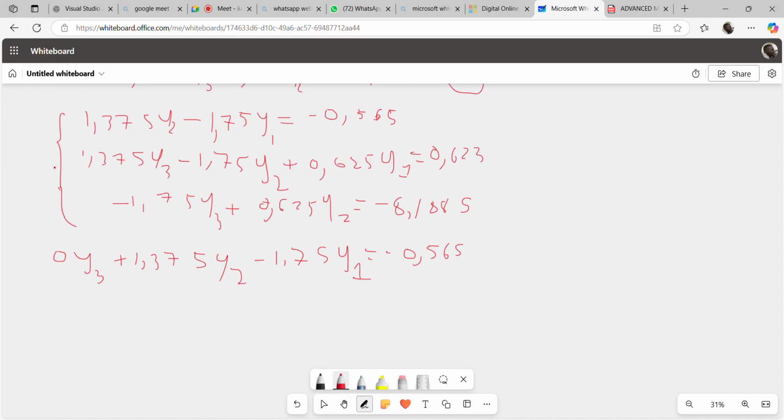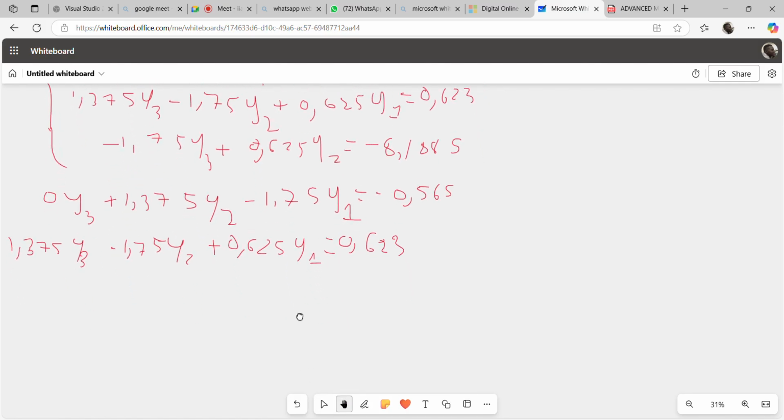Okay, expression 2. You write the way it is. You write y3 on y3. 1,375 y3 minus 1,75 y2 plus 0,625 y1 to be equal to 0,623.